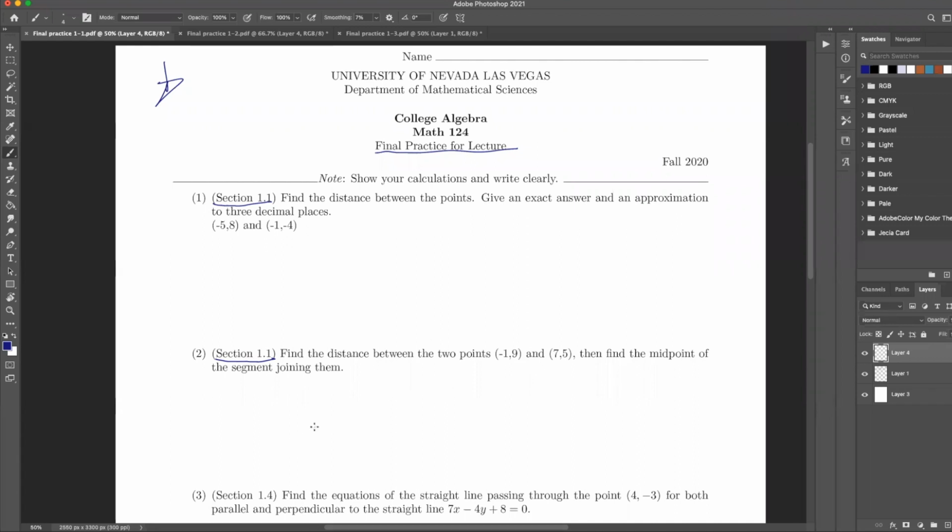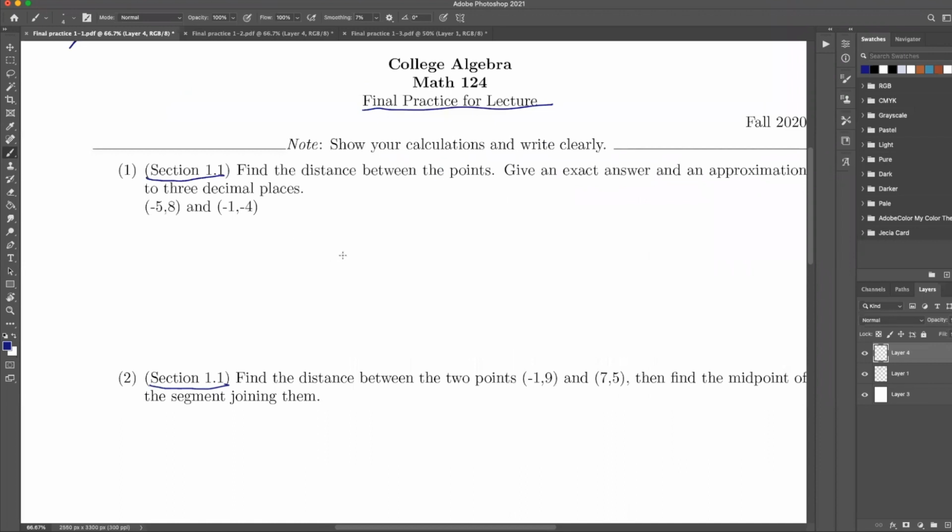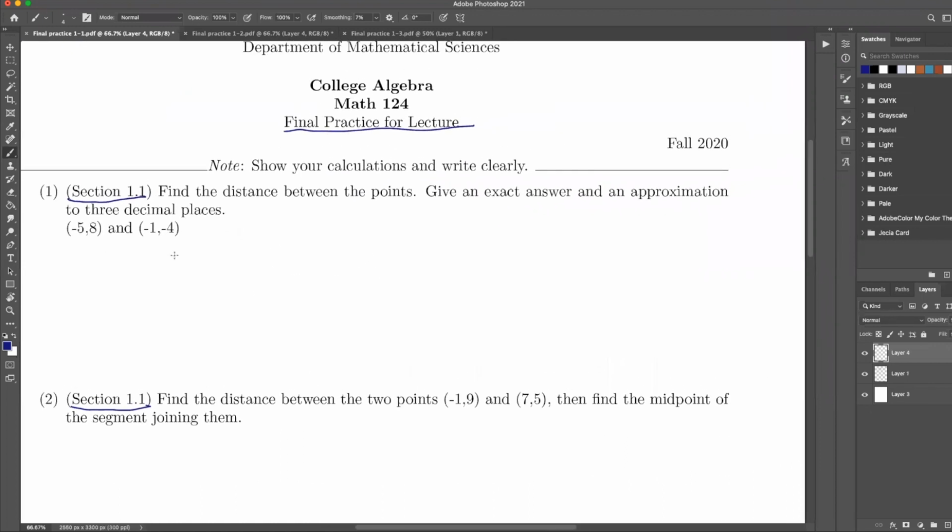Okay, so we're going to start doing these. Let me zoom in so I have a little bit more room. All right, so here we're going to do the distance formula.